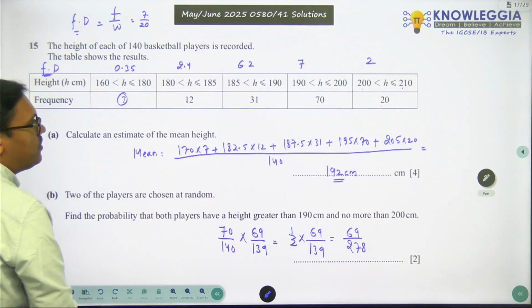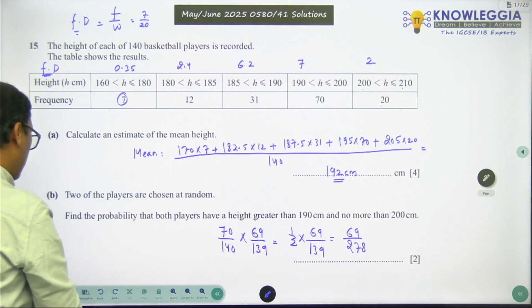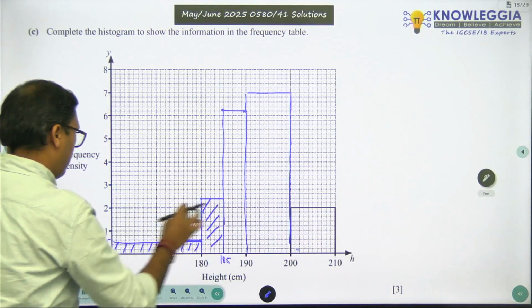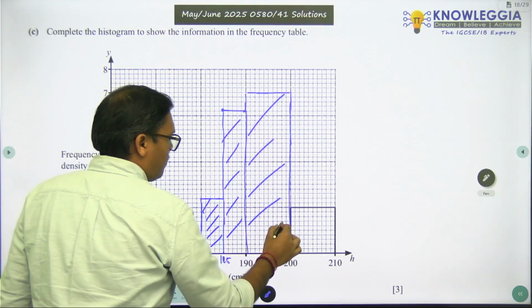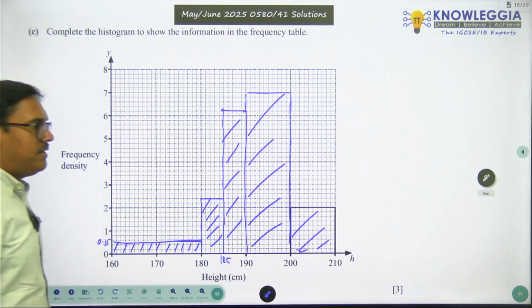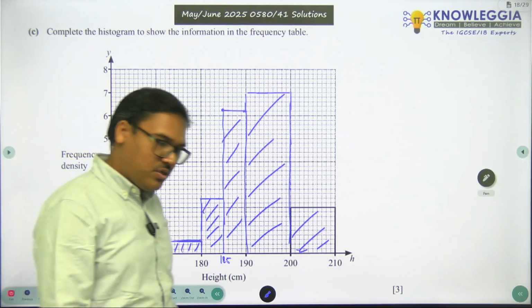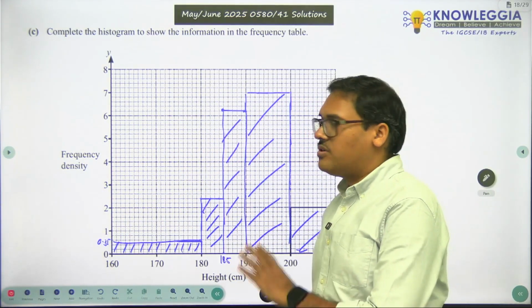And 200 to 210, this is already given as 2. So this is what you say expected in this question. You have to draw the histogram here. So this is how you can solve this question. Okay. I hope this is also clear.